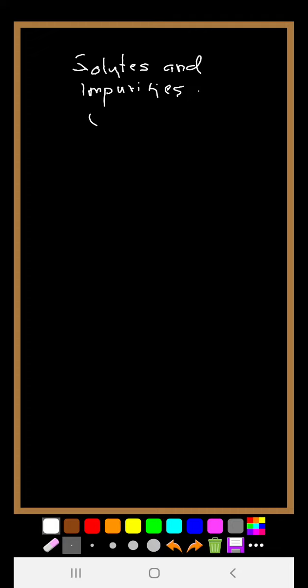Hello students, today in this lecture we are going to discuss the effect of solutes and impurities, how these affect the dislocation glide.